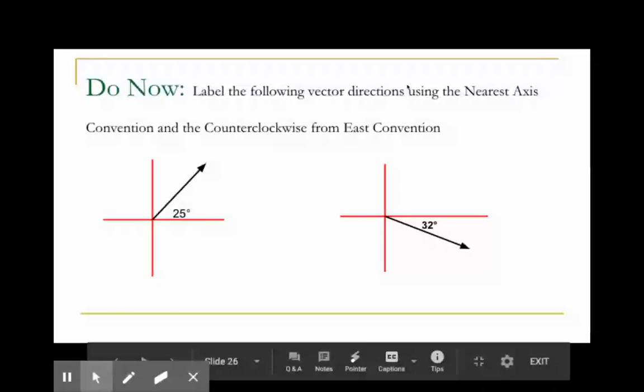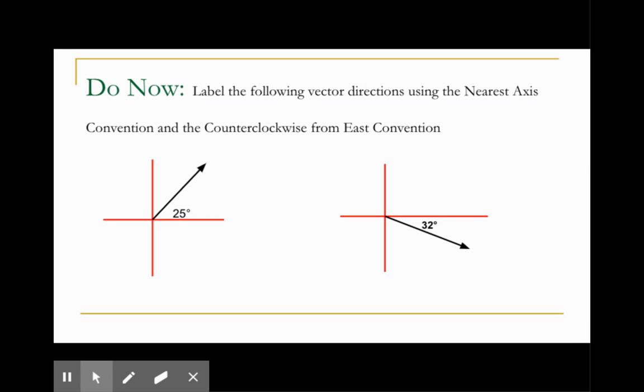Okay, so this do now here, it says label the following vectors using the nearest axis convention and counterclockwise from east. Okay, so we have two different vectors here that were given on a Cartesian plane.